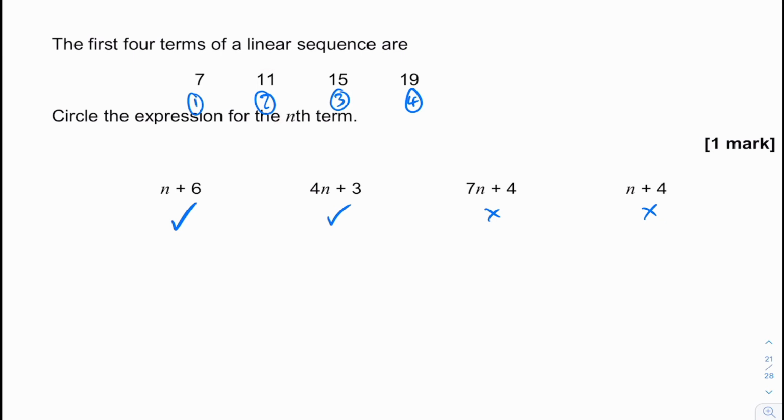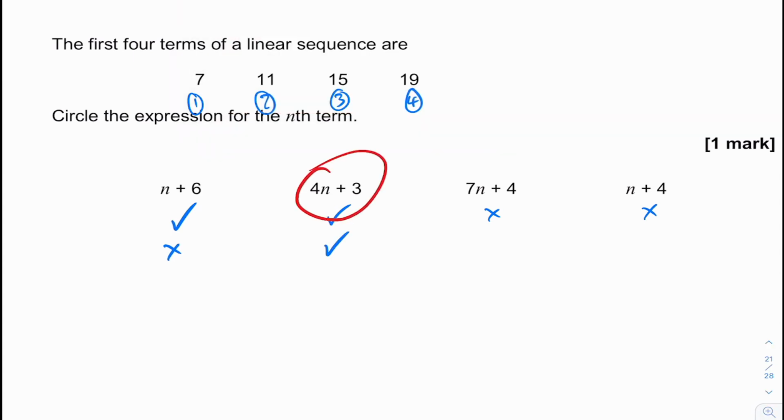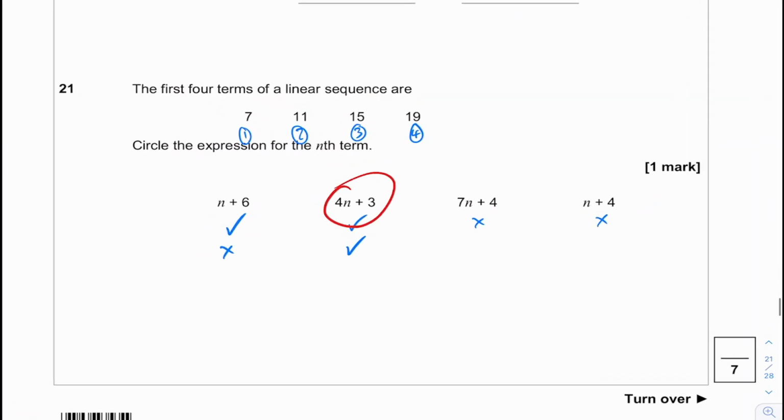So we'll do the same thing again, but only for these 2 expressions now. So what we've got is n plus 6, which is 2 plus 6 equals 8, so it's not this one. And just for confirmation, we'll apply this one. So 2 times 4 plus 3 does give us 11, so this is the correct answer. So the expression for the nth term is 4n plus 3.